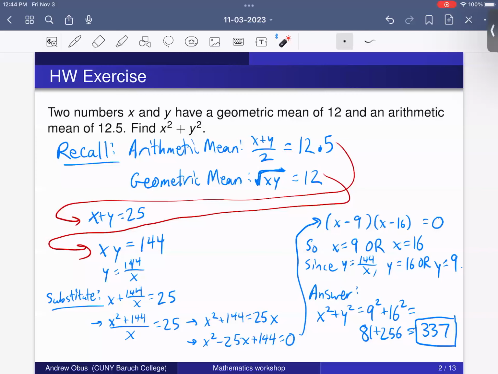This method works and is completely correct. Now, I was wondering if anybody saw, the key is we use these two equations: x plus y equals 25 and xy equals 144. Did anybody find a way to find x squared plus y squared without individually finding x and y first, but just finding the expression x squared plus y squared by itself? I think I saw somebody post something to the chat that had a solution that did this.